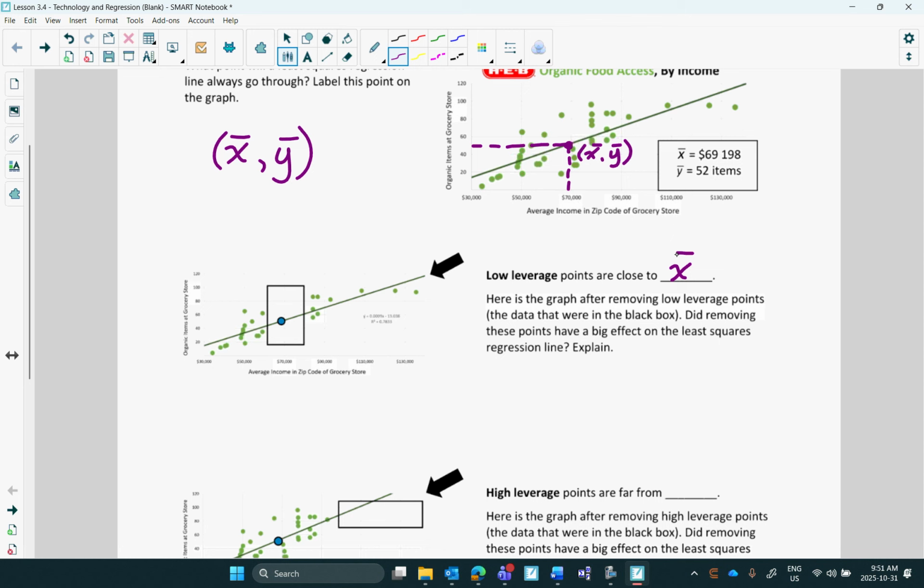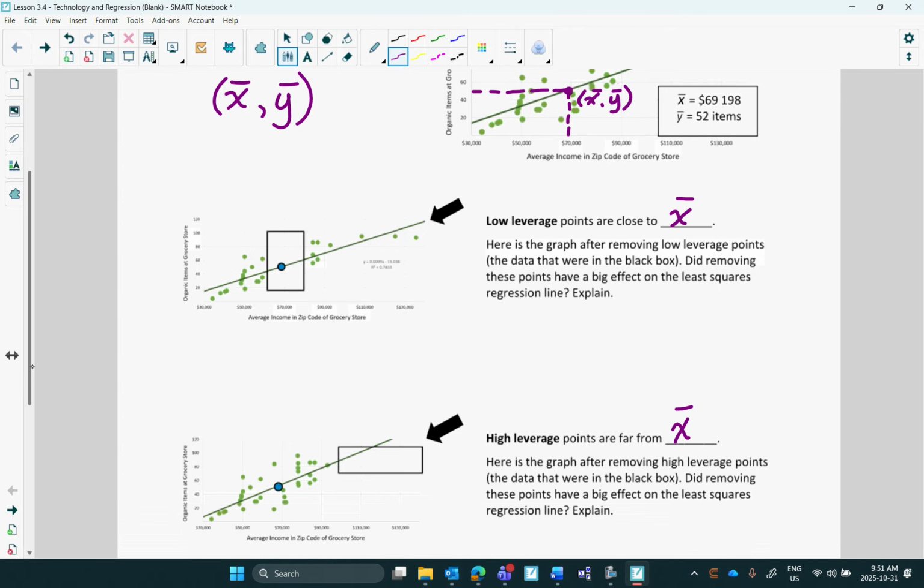A high leverage point, however, and this is not an outlier, this is different. Remember, an outlier is far from the line. Okay, high leverage points are far from X bar, but they're still part of the line. So these would be high leverage points. So they're far from the mean of the explanatory variable. And if we took them out, I'm going to try and keep both of these graphs on here.